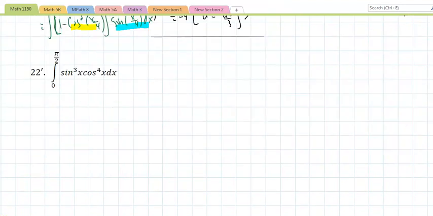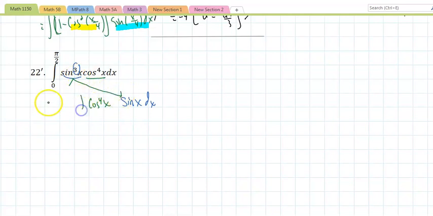Looking at problem number 22, suppose I want to do the following. Well, again, once I see there's an odd power, I know what to do. I'm going to save a factor of sine of x dx. That's my du. Which means I'm going to rewrite the sine squared as 1 minus the cosine squared of x. Hopefully I didn't lose anybody there.